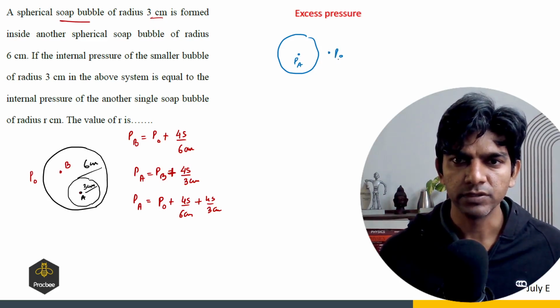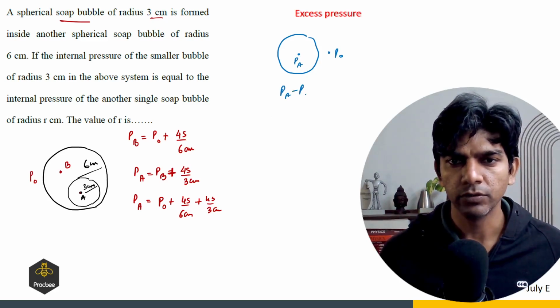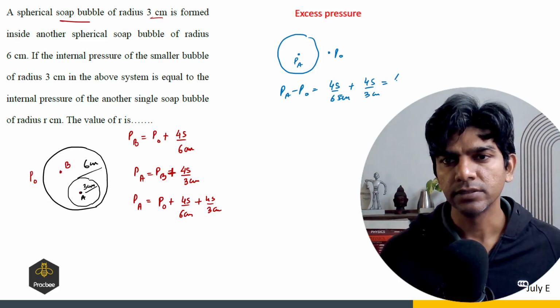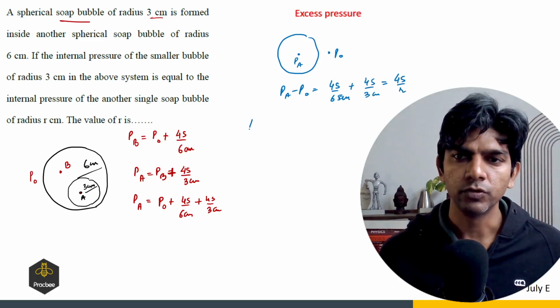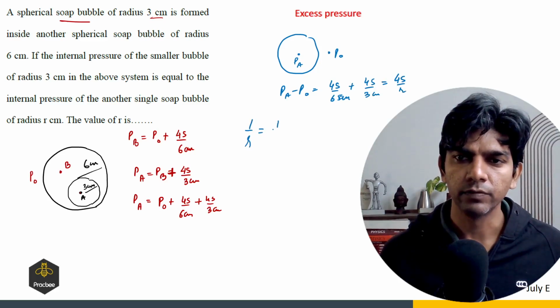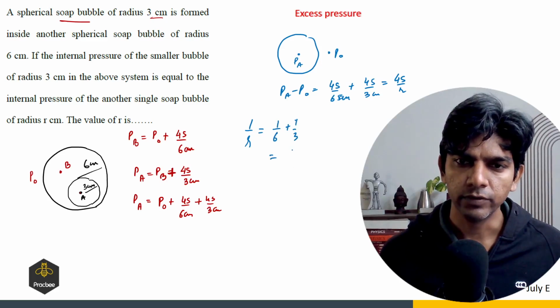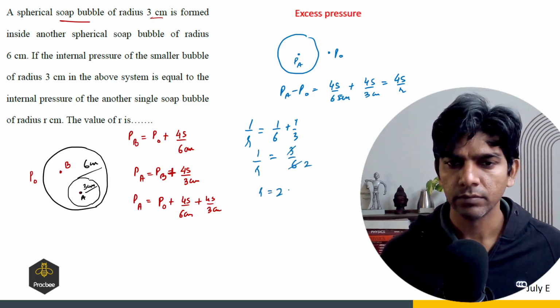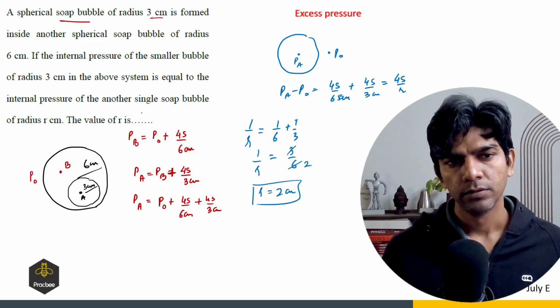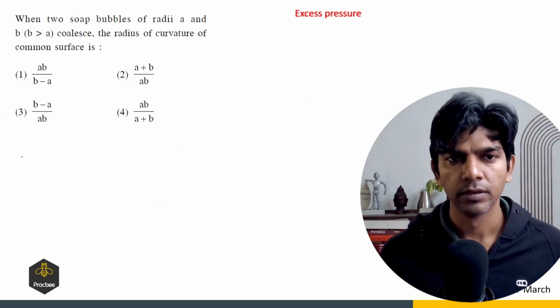So surrounding pressure is P naught. So PA minus P naught will be 4s by 6 centimeter plus 4s by 3 centimeter, or we can write this as 4s by r. So from this we can say 1 by r will be 1 by 6 plus 1 by 3. So that will be 3 by 6, or we can say r will be 2 centimeter. So 2 is the answer of this question.